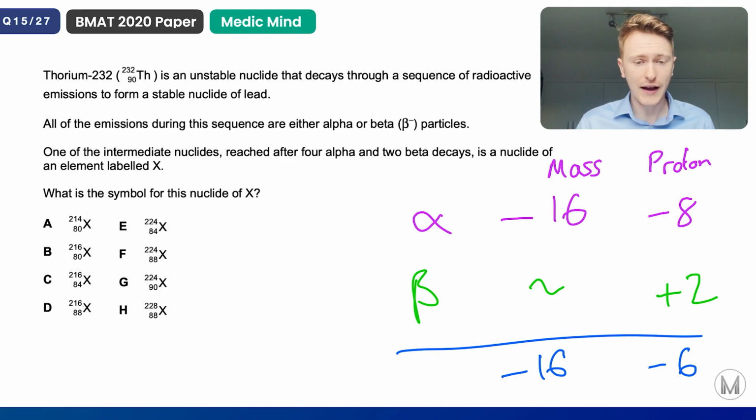We then simply factor these numbers into the numbers up here, and we get 232 minus 16. That should leave us with an answer of 216. And then the proton number, we've got 90 minus 6, which is 84. So the answer here is C.